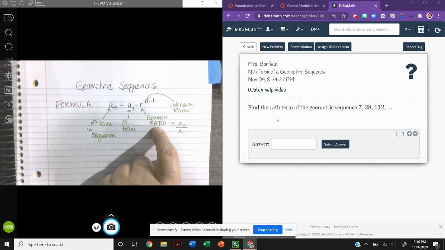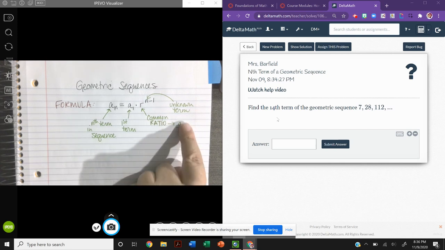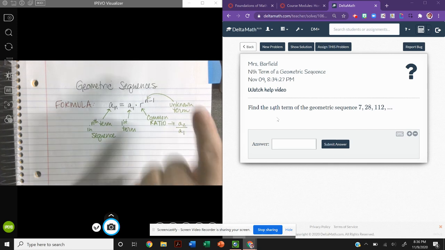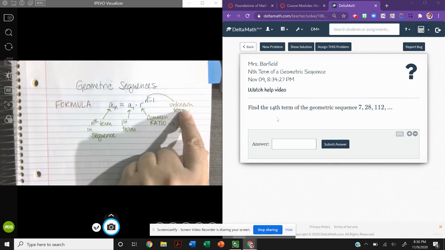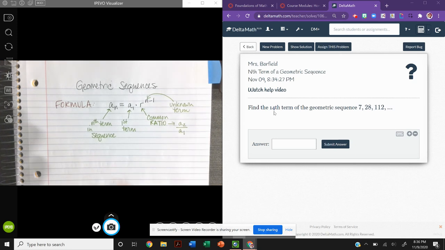Now r is the common ratio. Remember, we had common difference, and we got that by subtracting our terms. And now we're going to get that common ratio by dividing our terms. And then we have n minus 1. Well, n is that unknown term. Again, if you're looking at the assignment over here, it's 14 because that's the number that they've asked us for.